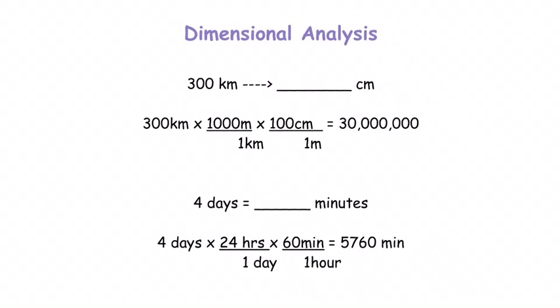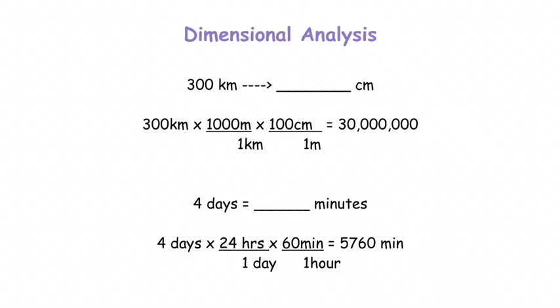So there are 60 minutes in 1 hour. Again, making sure that hour is the denominator so that I can cancel my hours out. Again, I multiply all of the numbers at the top divided by all the numbers in the bottom.